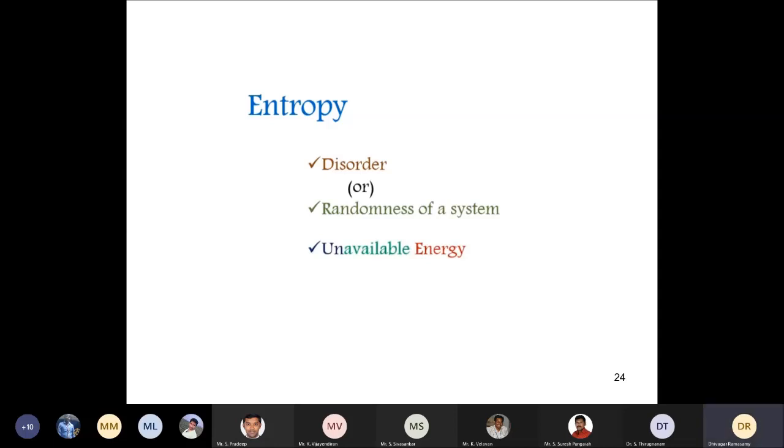Entropy is nothing but disorder. Any molecules present in a system will be in a certain order, in a perfectly arranged manner. If it collapses, if it is in a disordered condition, that is known as entropy, the randomness of a system. Or sometimes we can state this as unavailable energy. We can see this entropy with a practical example.